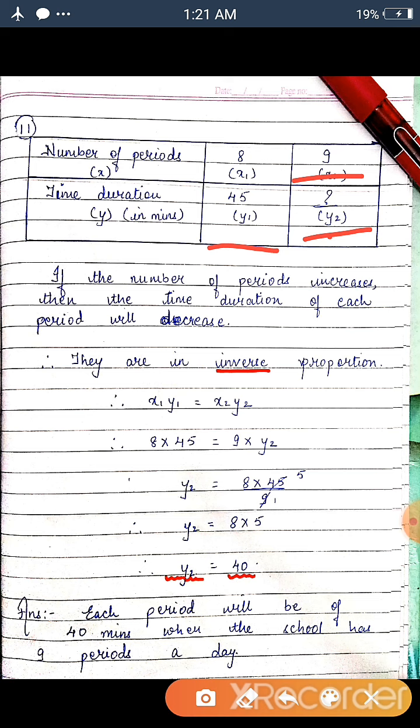So we apply the formula x1 y1 is equal to x2 y2. Again, after substitution, you get 8 into 45 is equal to 9 into y2. Now 9 is in multiplication. It will again go down in division on the other side. So after cancellation, you get the answer y2 is equal to 40. So each period will be of 40 minutes when the school has 9 periods a day.